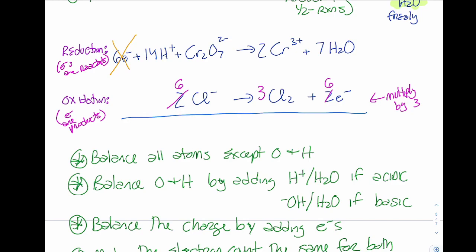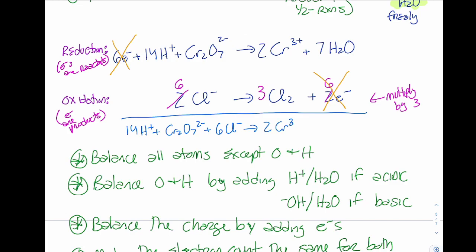So these 6 electrons are going to cancel these 6 electrons. And then be careful, sometimes you might have other things like hydrogen and water that cancel. This time this is all I have, so now I'm just going to rewrite what's left. I have 14 protons plus Cr2O7 minus plus 6, don't forget that 6, chloride ions.